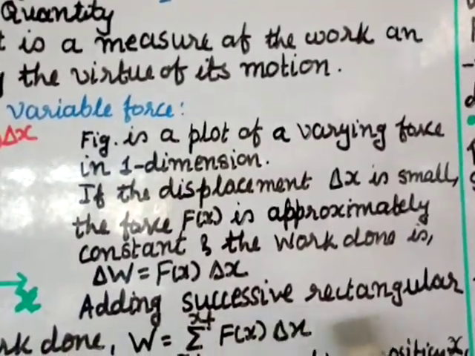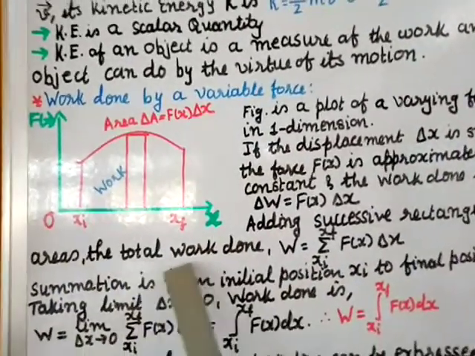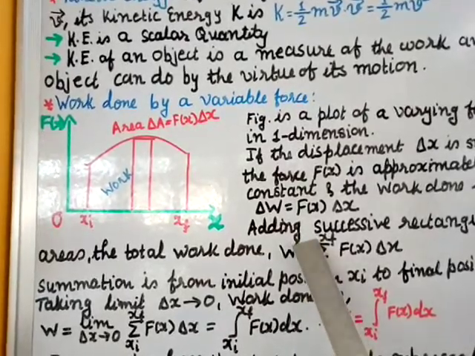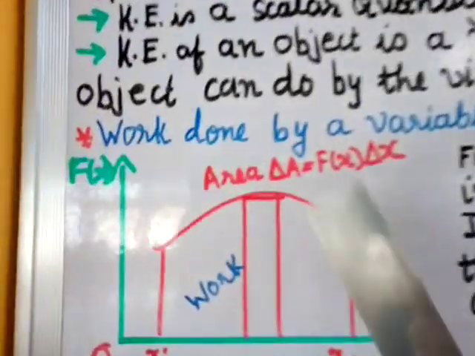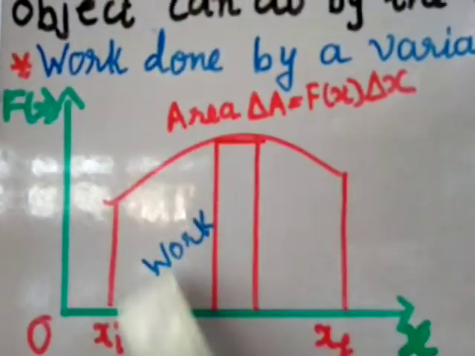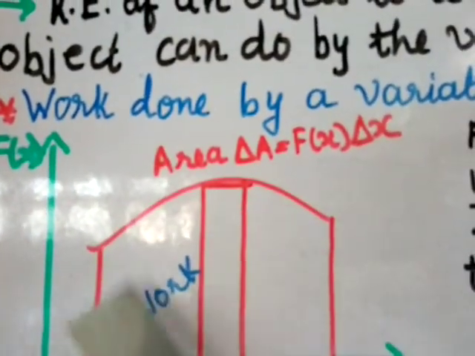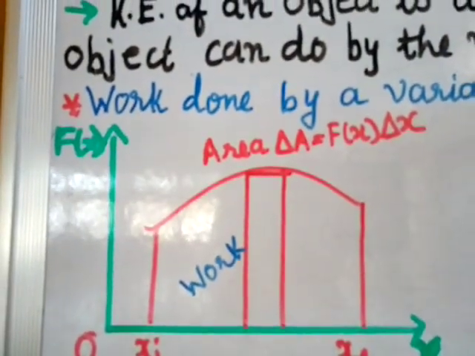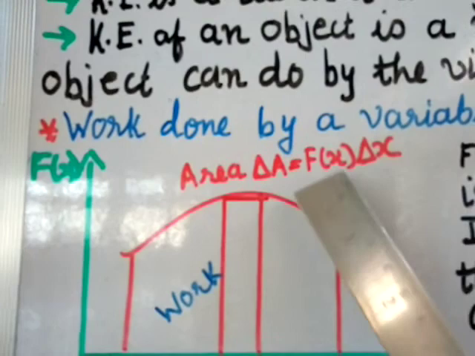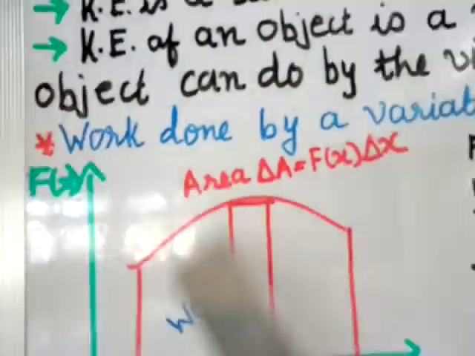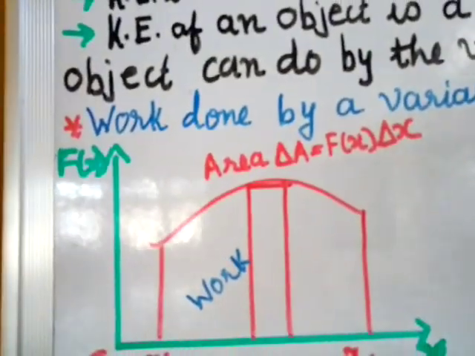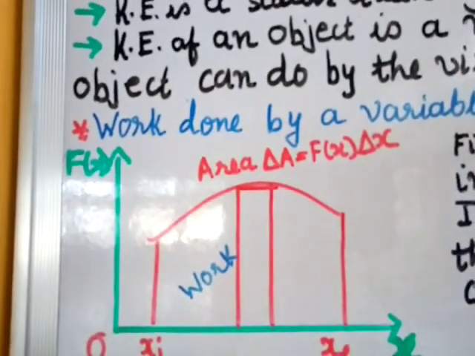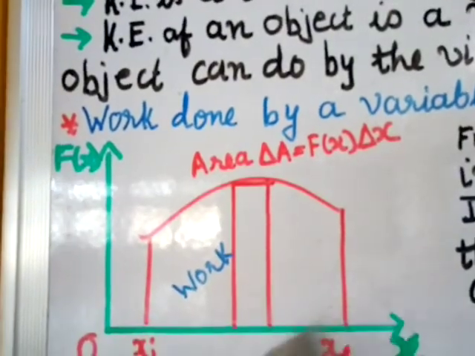Adding successive rectangular areas, the total work done will be W equal to the sum from xi to xf of f of x delta x. Here I have shown only one rectangle, but we can divide the area under this curve into n number of rectangles of equal length, let us say delta x.